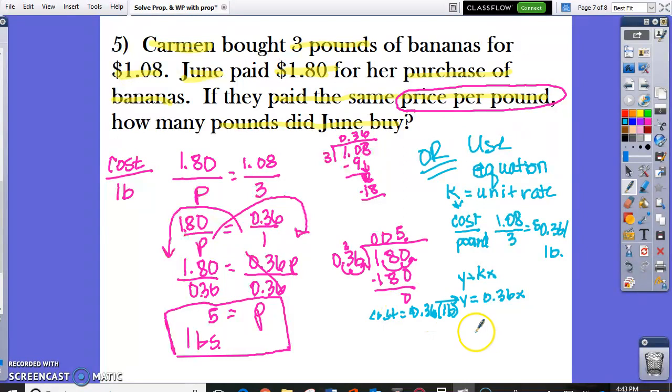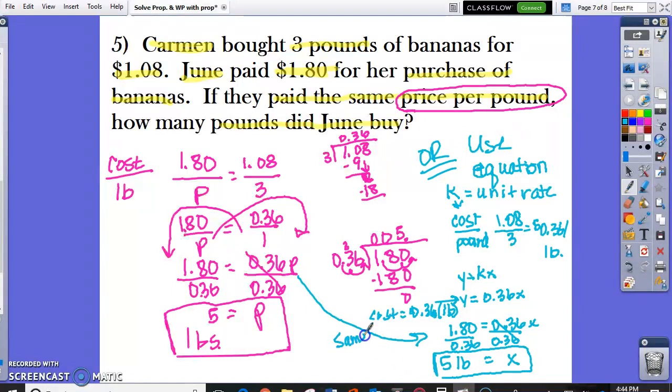Well, we're trying to find how many pounds, so that variable is going to stay. We already know what June spent. June spent $1.80. So that's where we're going to put the $1.80. 1.80 equals 0.36 times, I don't know how many pounds. And look, guys, it's the very same thing. Going to divide by 0.36. Since we already did the division, I'm not dividing again. So the answer is 5 pounds. Either way, you've got to find what works for you.